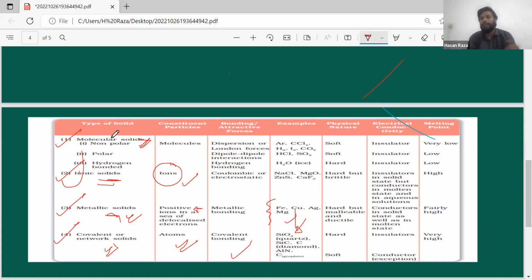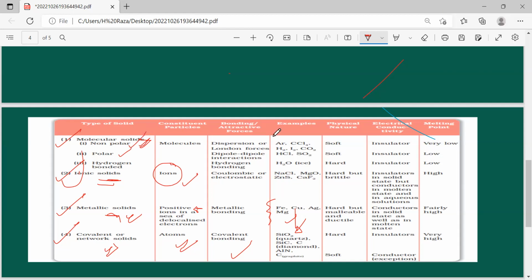So the first point is, what is polar? Do you know about polarity? Yes, like whenever there is charge on the compound or on the molecule, that is polar. And if there is no charge, that means non-polar. So any molecular solid which is charged is known as a polar molecular solid. Any molecule which is uncharged is known as a non-polar molecular solid. Is that clear? Yeah.